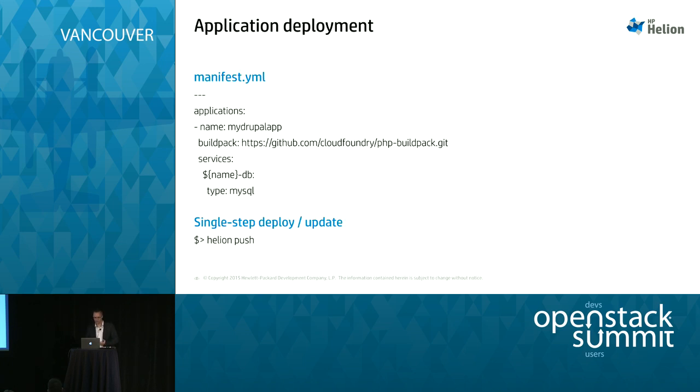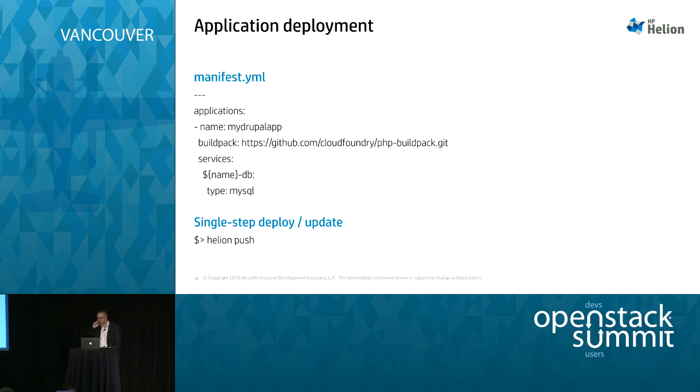But we have a very nice solution to decrease this number of commands. We can define a so-called manifest file where we can define our application and all of the service relations we need. For example, in this Drupal application, we are defining a so-called build pack. I will tell a few words about that. And we can define all of the services our website will consume. In this example, it is consuming just a database service.